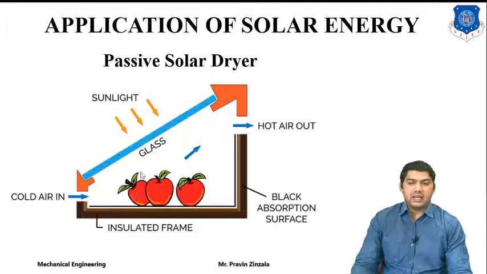So what happens? Whenever cold air enters our space, it will be heated and it will absorb or evaporate the water particles of our product, and the product will dry. And the vapor plus our dry air will be passed out to the atmosphere, and we can easily dry our product. And this is the frame structure, which has a black surface provided for absorption of maximum solar radiation.